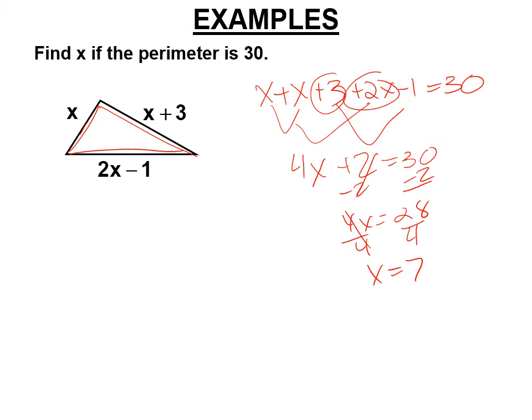Right, what does that mean? It means this side over here was 7. This side was 10. And this side was 2 times 7, 14 minus 1 is 13. And those three numbers better add up to 30.